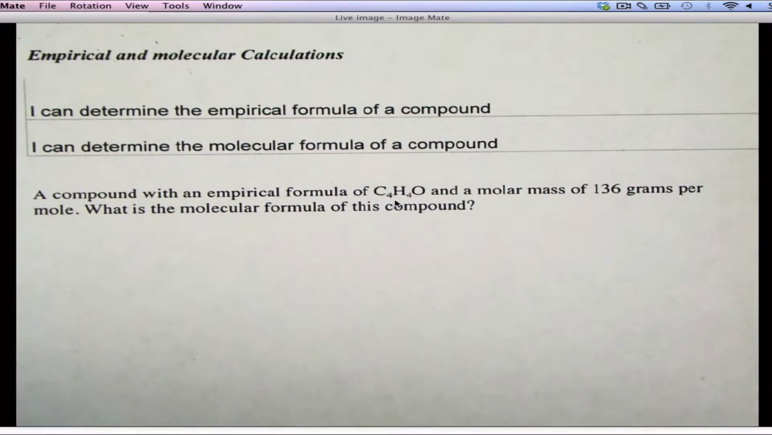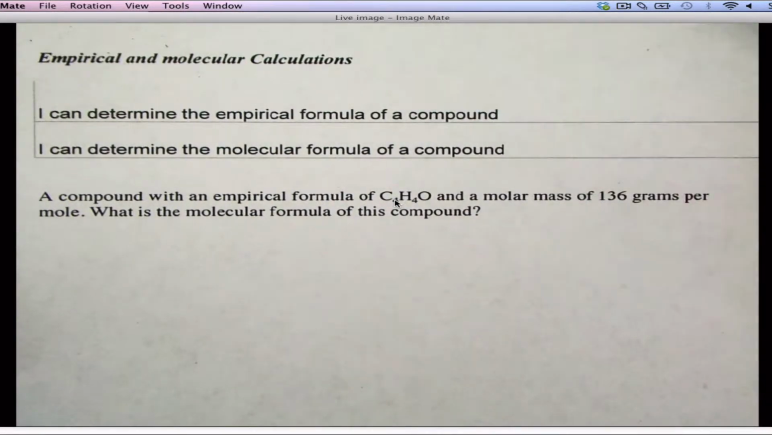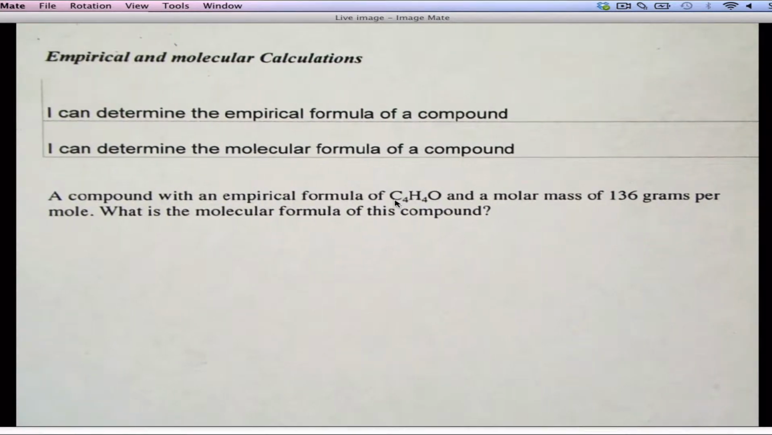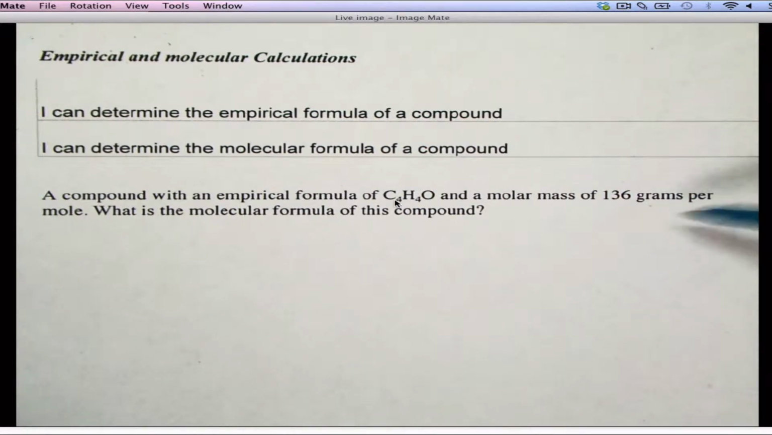Alright, chemistry kids, here we go. Last part of the mole unit. Now we're going to talk about empirical and molecular calculations. This has all the different types of calculations we've done. It deals with percent composition, grams to moles, distributing subscripts, all that kind of stuff. So it's kind of putting everything together. Make sure you know what empirical and molecular formulas are to start with, and also make sure you know what the question is asking you to find.